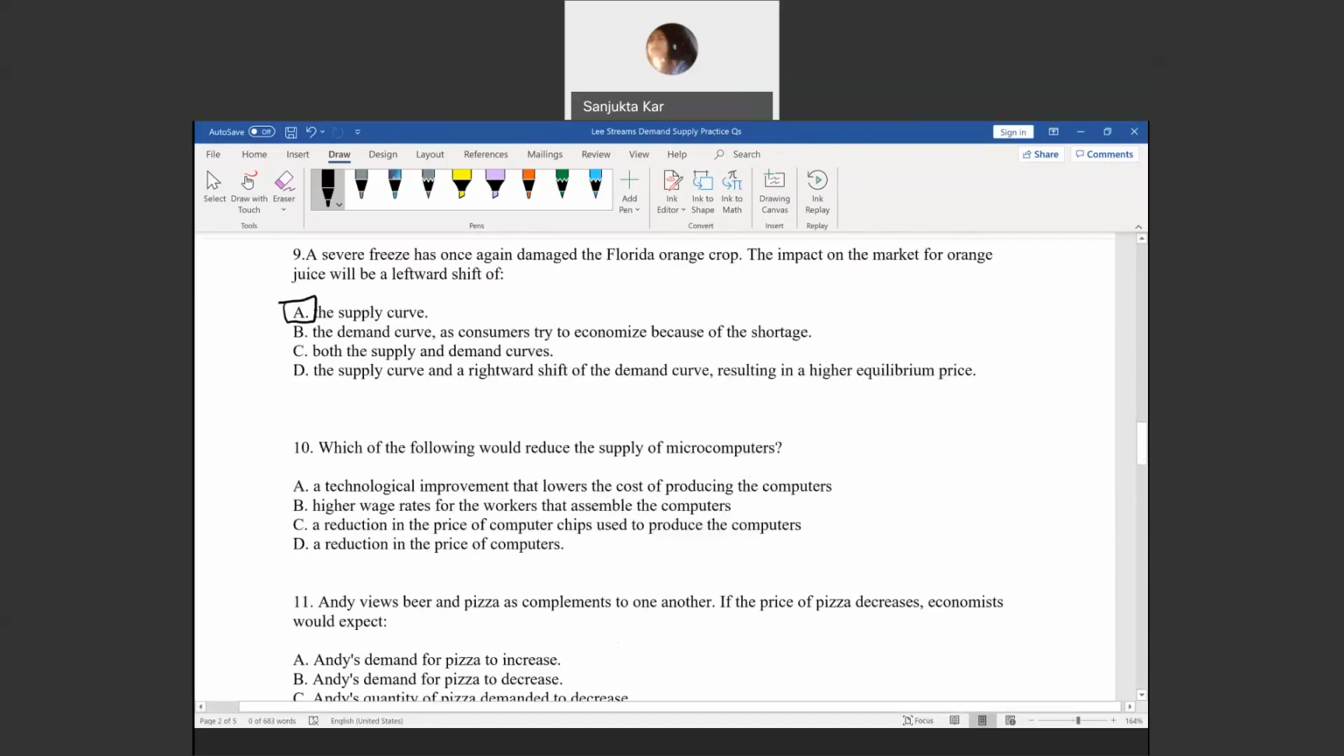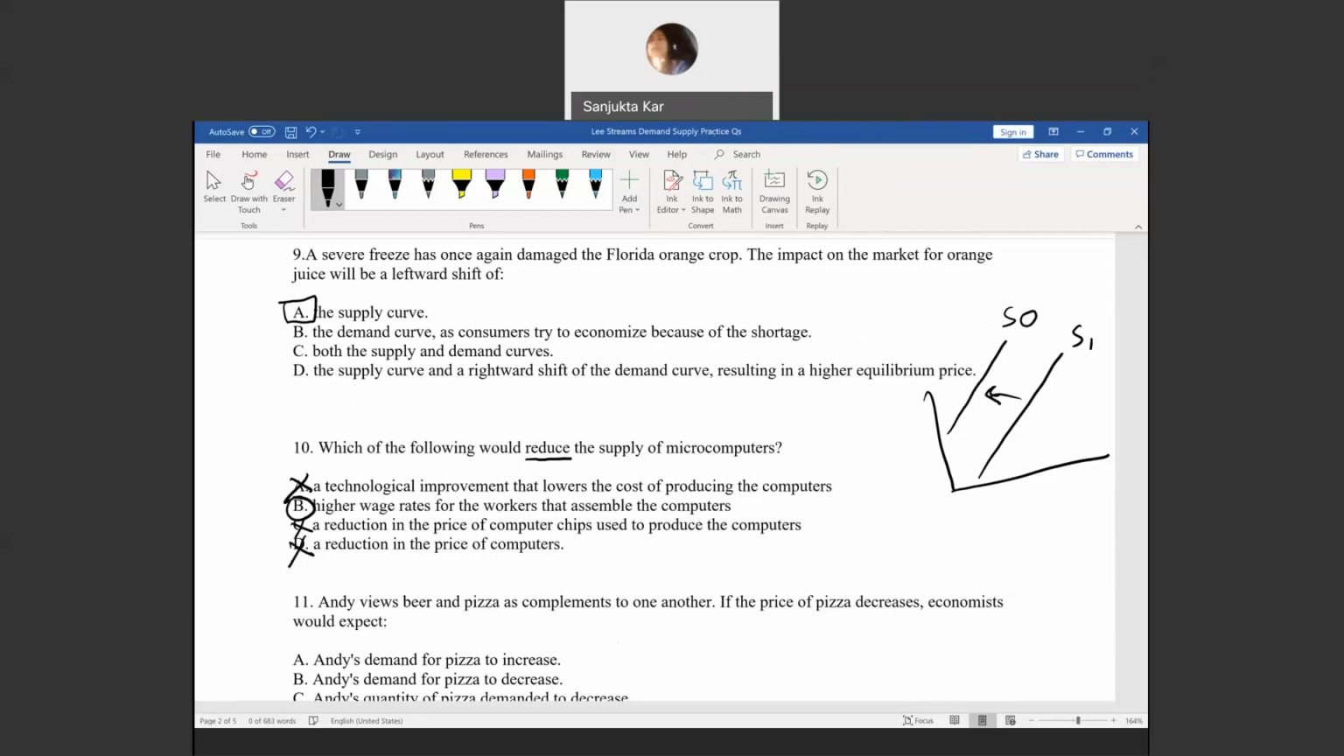Moving to question number 10, which of the following will reduce the supply of microcomputers? Technological improvements is no. Technological improvements would increase the supply of microcomputers, but here it's telling us what reduces the supply of microcomputers. That means the supply curve is going to shift to the left. Higher wages, so this is the answer here. Neither this nor that.